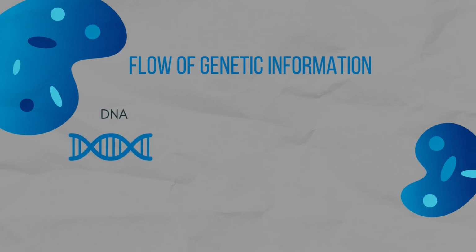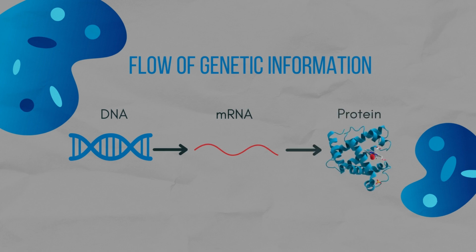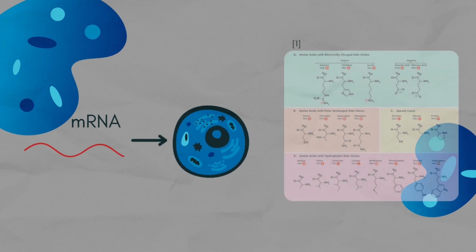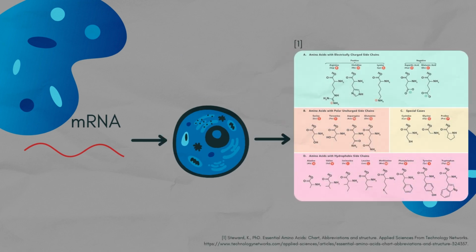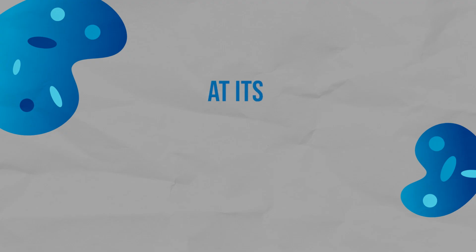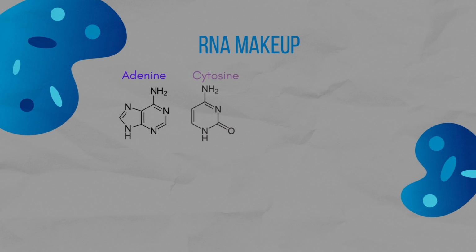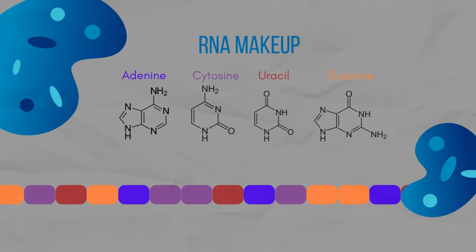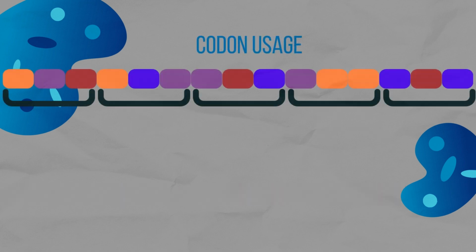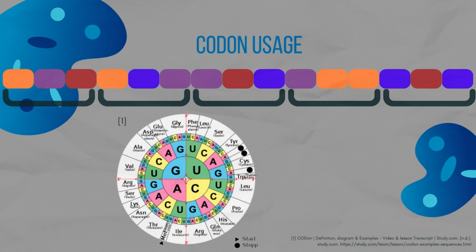The central dogma explains that genetic information flows from DNA to RNA and eventually to proteins. mRNA plays a crucial role in the central dogma as it serves as a messenger, telling the cell what amino acids to recruit for protein synthesis. At its core, mRNA is a molecule made up of 4 different bases: adenine, cytosine, uracil, and guanine. These bases are super important as they serve as a template for tRNA to bind to. Each 3 bases in a row make up what is known as a codon, and different combinations of codons encode for different amino acids, telling the cell exactly what to build.